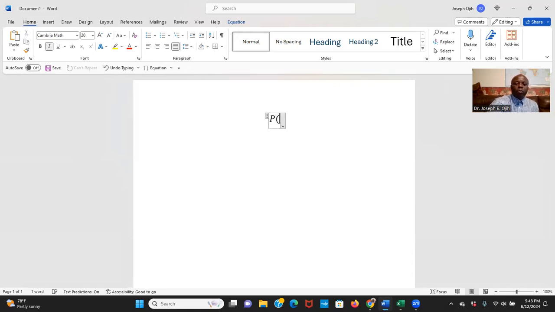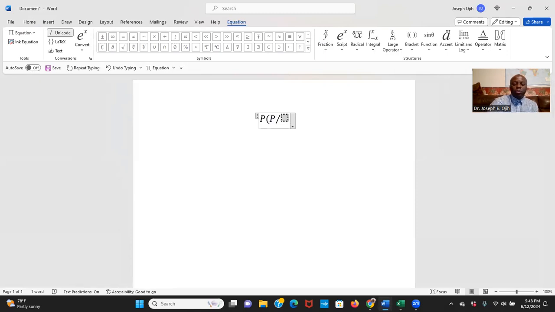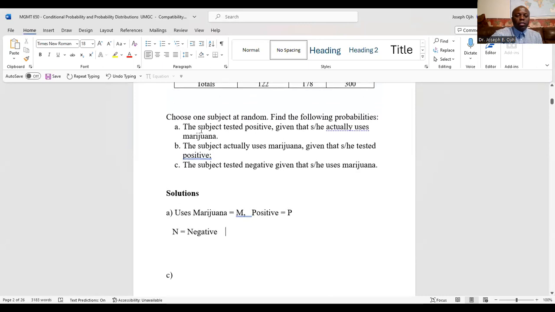Tested positive, given that they use marijuana. Equals the probability of positive and marijuana use, divided by the probability that they use marijuana. See, that's the formula we need. If you remember, the question says the subject tested positive, given that he or she uses marijuana. So positive is P, given that he uses M. So that's the formula we have here. You can see it right there.